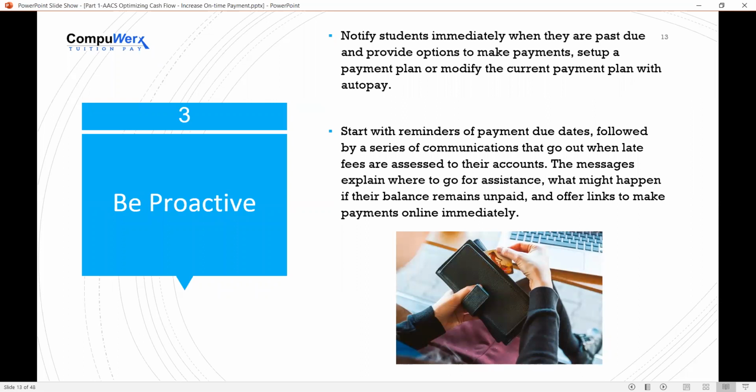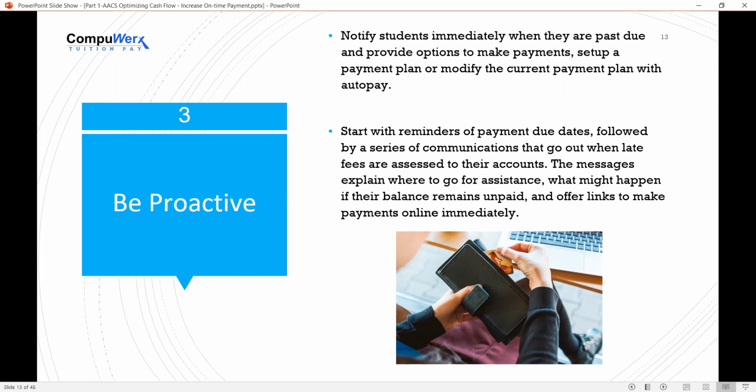Number 3, be proactive. Notify your student immediately when they have a past due bill. Provide them with the option to make a payment. Send them a link so they can click on the link, go to the payment page and make a payment right there. Or set up a payment plan if they don't have one. Or if they have a payment plan, modify it. Maybe a monthly payment is too much for them. Maybe you could adjust it to bi-monthly, or, if the amount is too much per month, adjust it to a longer-term payment plan with automatic payments.